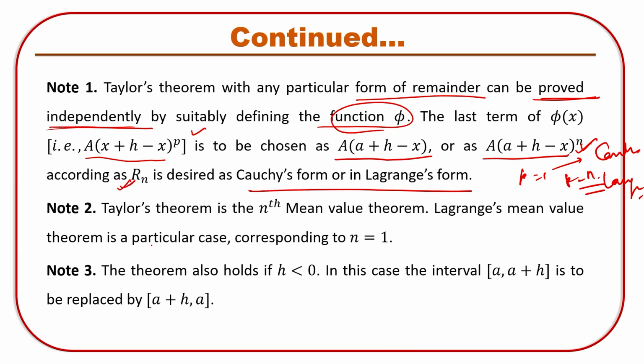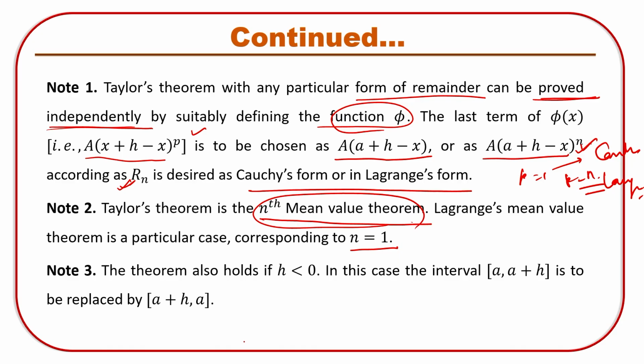Note 2: Taylor's theorem is the nth mean value theorem. The Lagrange mean value theorem is a particular case corresponding to n equal to 1. So, Taylor's theorem is the generalized version of the Lagrange mean value theorem, where the Lagrange mean value theorem is nothing but n equal to 1, and Taylor's theorem is the nth mean value theorem, right.